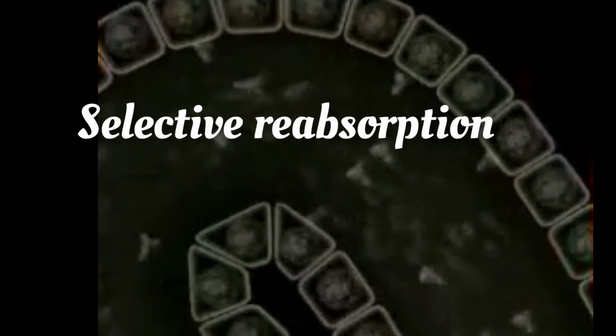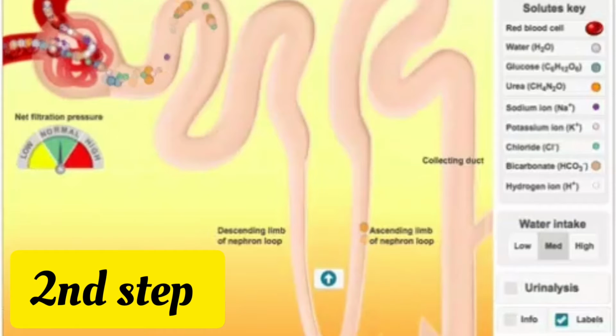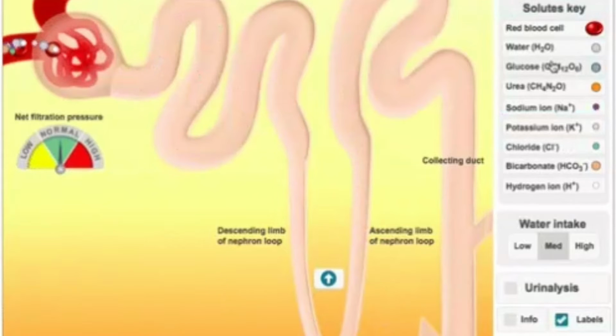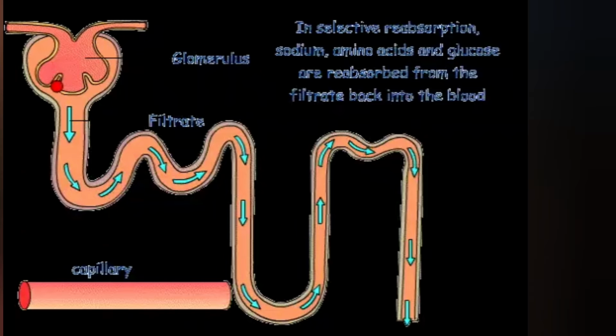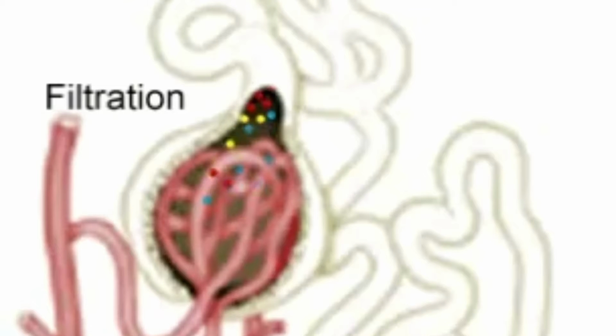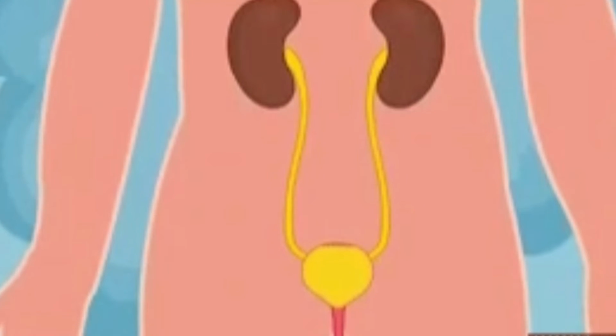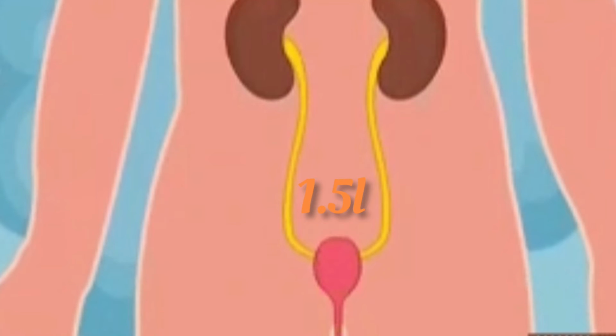The next step in urine formation is selective reabsorption. So, what is selective reabsorption? Let's discuss. Selective reabsorption is the second step in the formation of urine from the filtrate. The urine released is only 1.5 liters as compared to the volume of filtrate formed per day. Just now, I told you that 180 liters of filtrate are produced in a day, that is within 24 hours. But do we ever excrete 180 liters of urine? No, not that. We only excrete 1.5 liters of urine throughout the day.